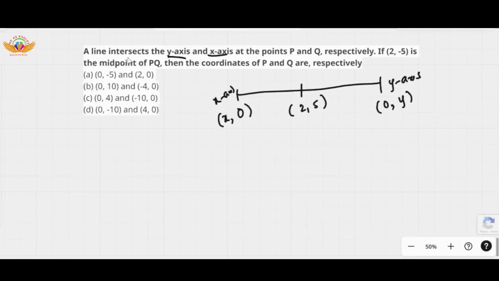They are telling that it intersects the y-axis first. So you have to write y-axis first, not x-axis. And they also told that after the y-axis they wrote the x-axis.